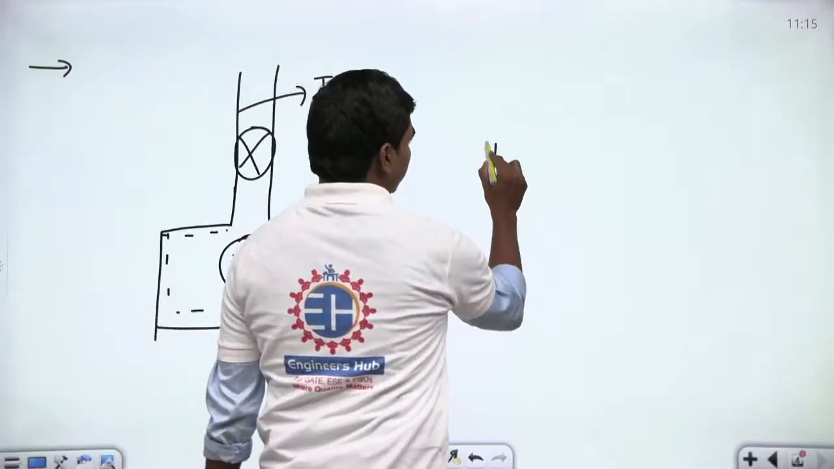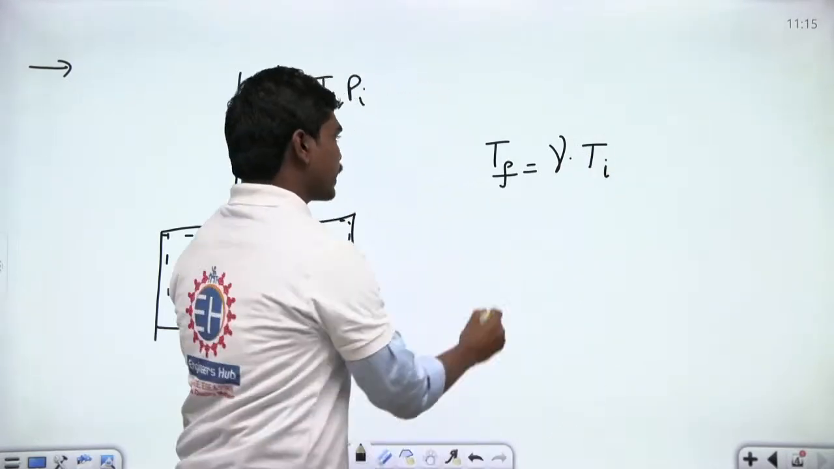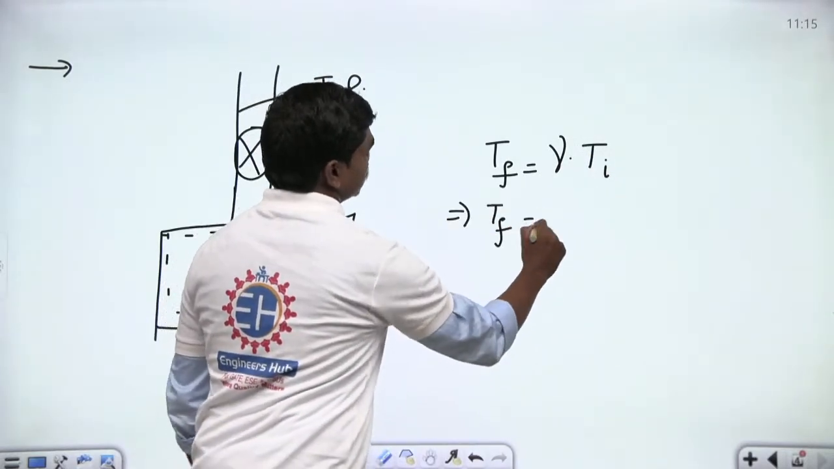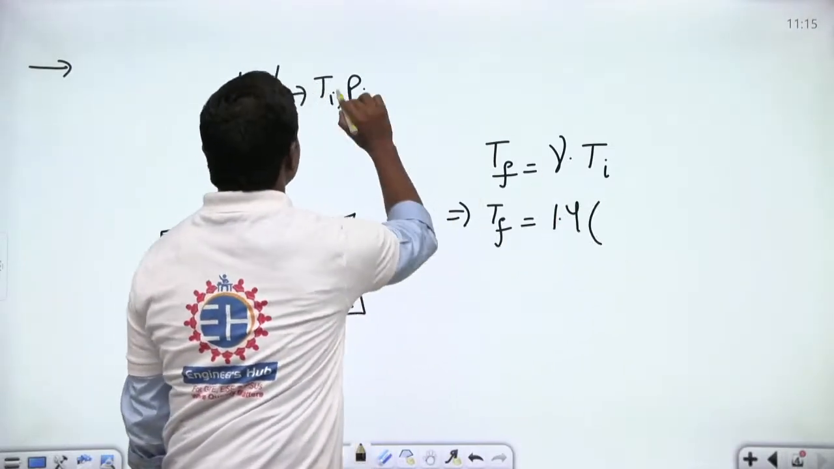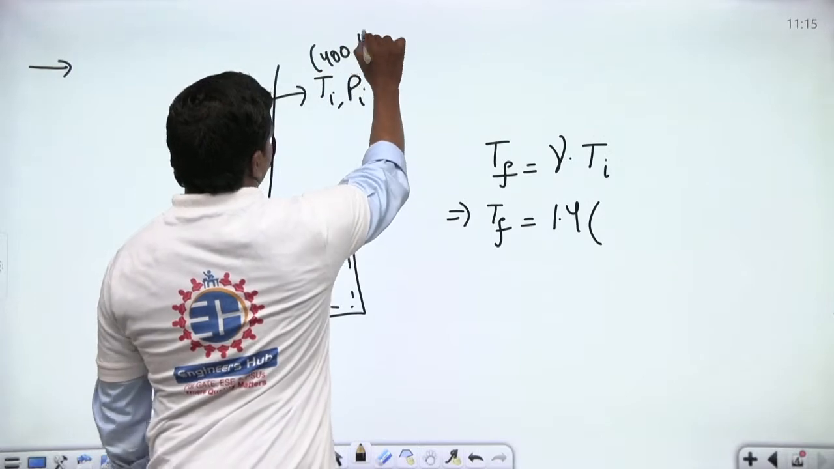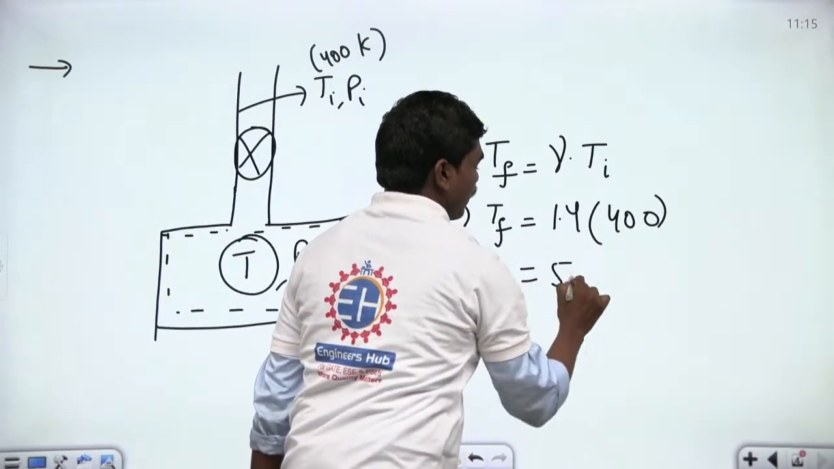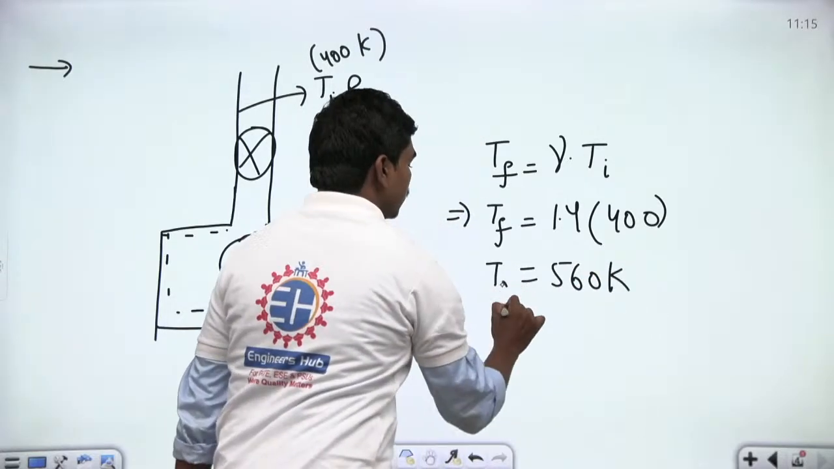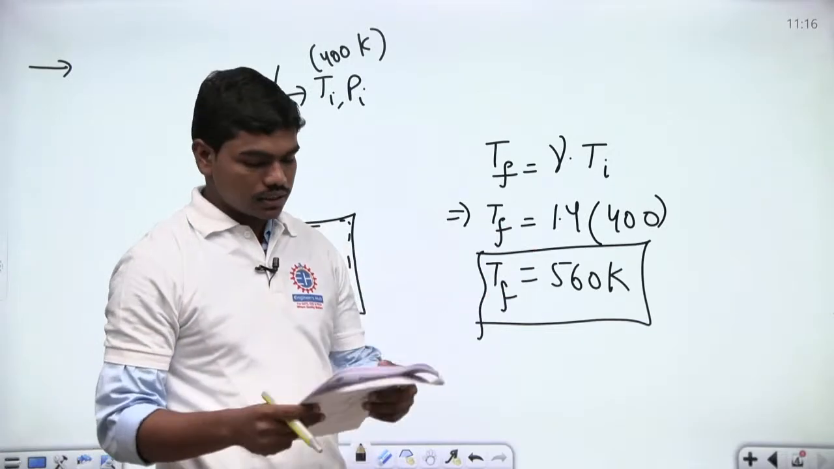So we know the final temperature of the gas inside will be equal to gamma times the initial temperature. So we can write Tf is equal to gamma times Ti. Since the substance inside is given as air, gamma can be taken as 1.4, and the Ti value is given as 400 Kelvin. Yeah, this is 400 Kelvin, correct. So 400 times 1.4 will give you 560. So the final answer for this is 560 Kelvin. Okay, so Tf is equal to 560 Kelvin. This is the answer for this question.